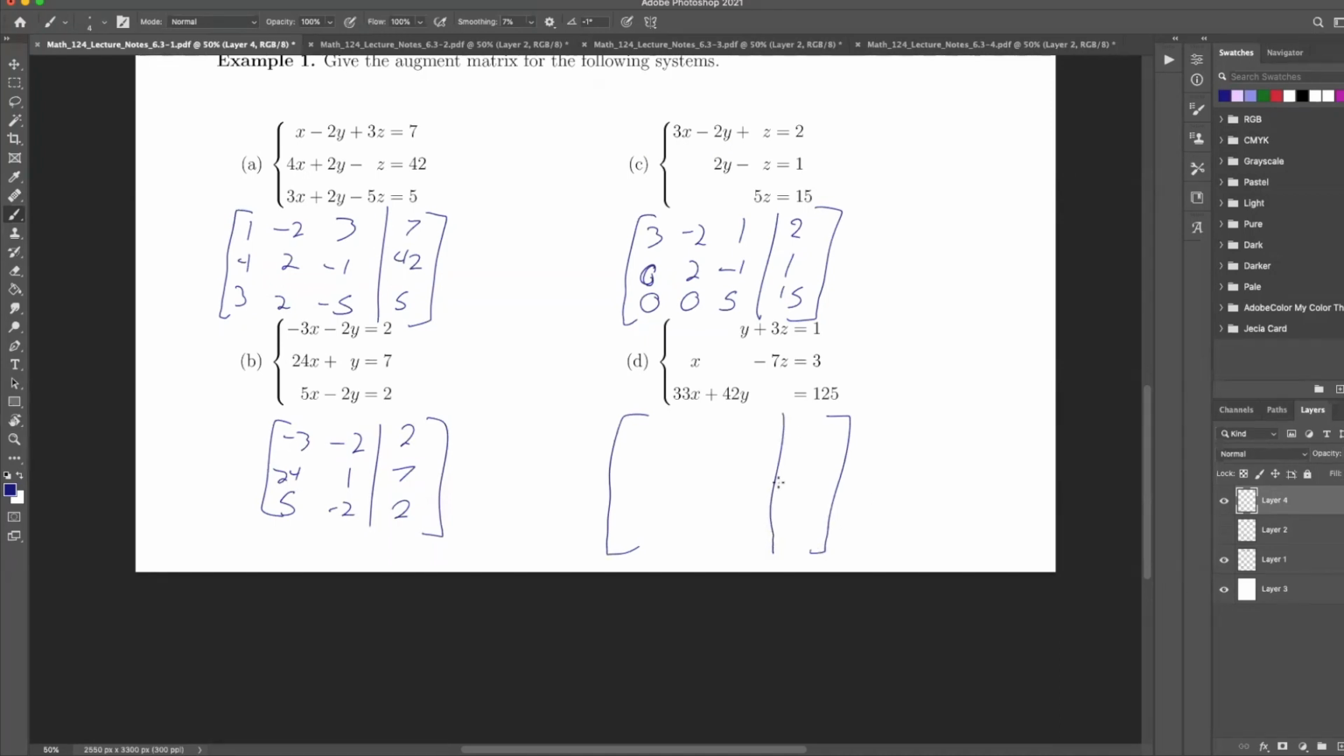Okay, so go ahead and try to write this as an augmented matrix, putting where stuff goes in that, and then I'll show you the answer in a second.